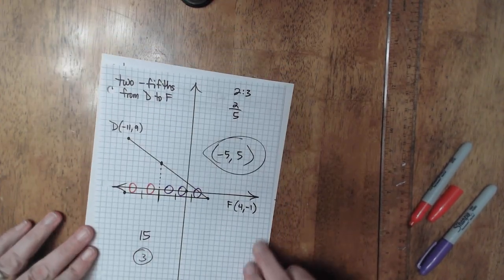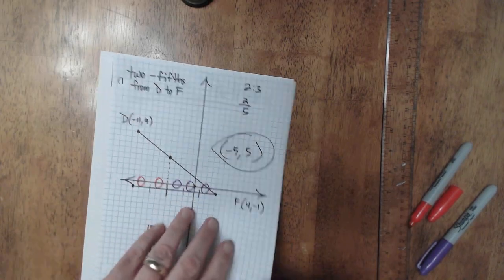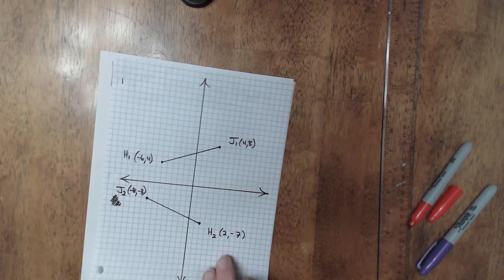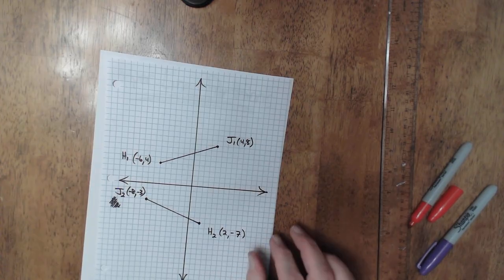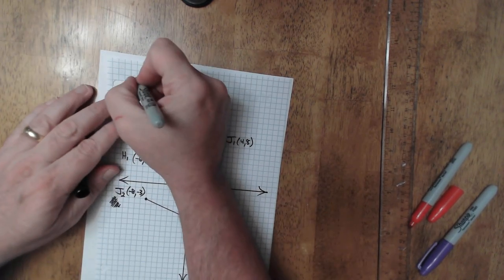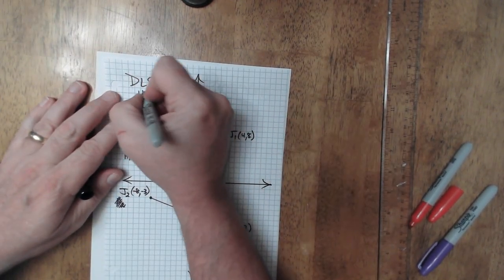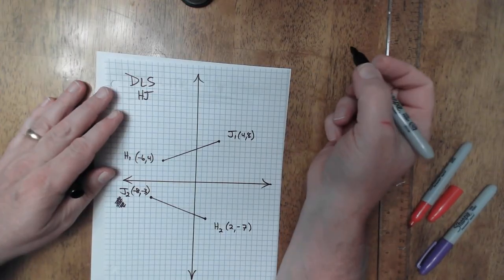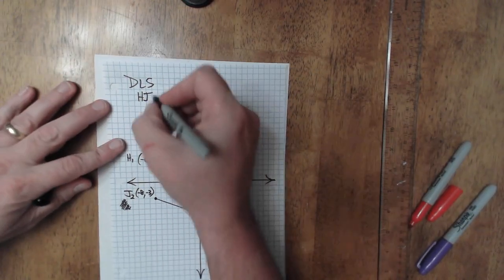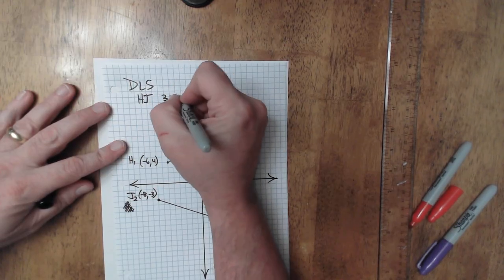Okay, still got just enough time. I think I can get through these last 2 examples. All right, these last 2 examples, we're going to do a directed line segment. All right, so a DLS. Directed line segment HJ. Okay, and I want the ratio to be, let's make it 3 to 1.